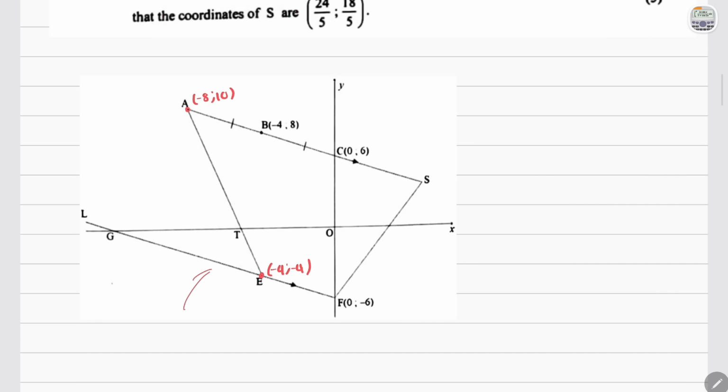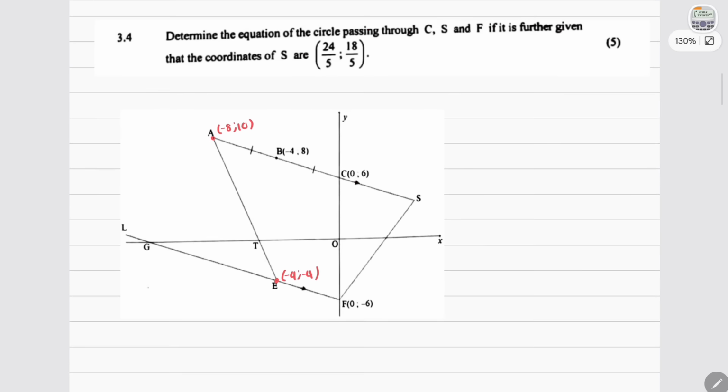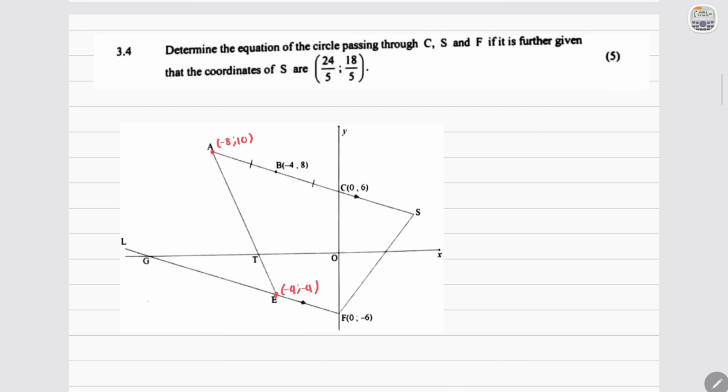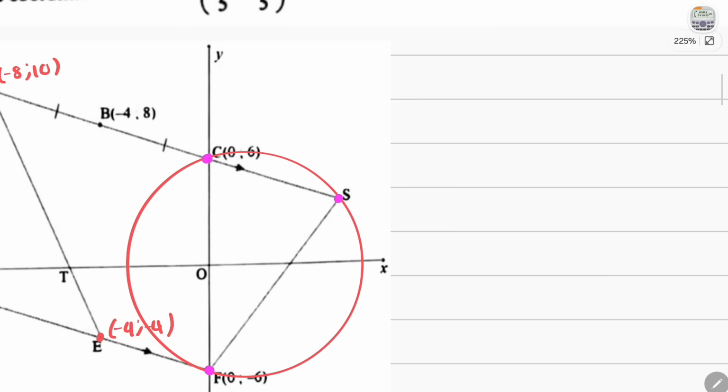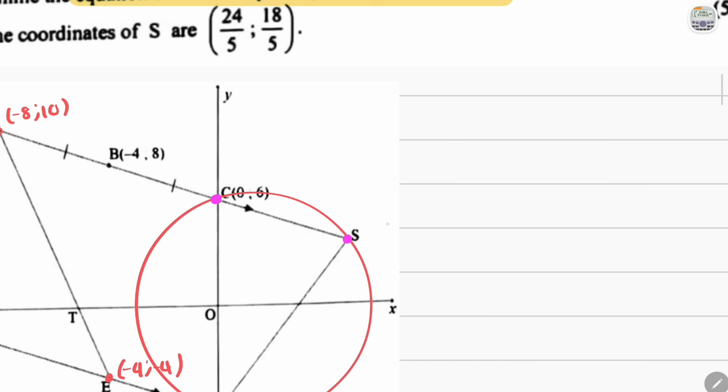And of course, we have the equation of this line. And what they want us to do is find the equation of the circle which passes through C, S, and F. So here's C, here's S, here's F. I'm going to draw a circle around there. Okay, so this is the circle. And then they say it's further given that the coordinates of S is this. Okay, so they've also given us the coordinates of S. So we know that this is 24 over 5 and 18 over 5.